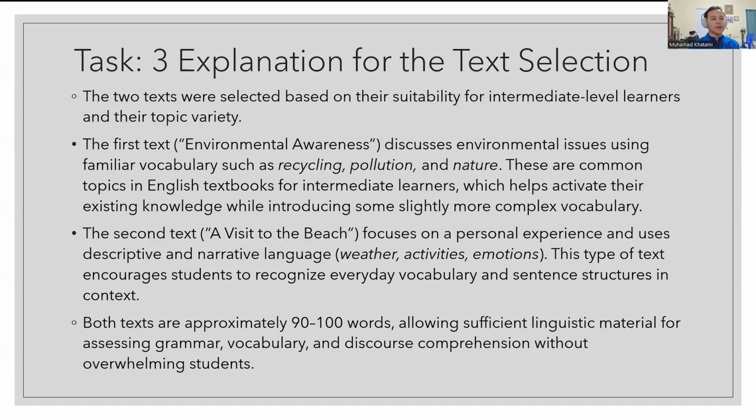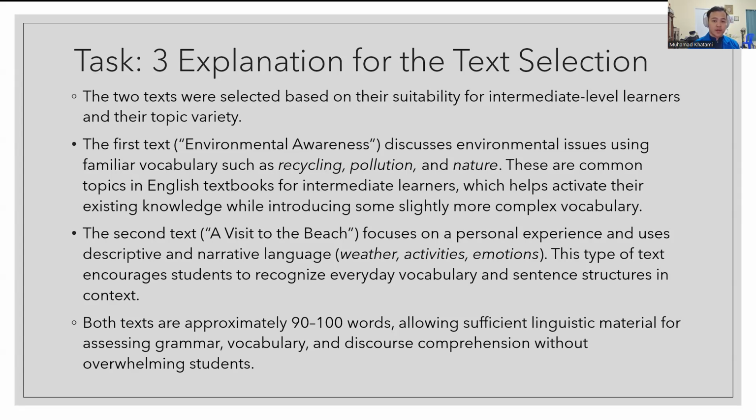So the reason why I use these paragraphs as the C-test questions is that these two texts were selected based on their suitability for intermediate level learning and their topic variety. The first text, environmental awareness, discusses environmental issues using familiar vocabulary such as recycling, pollution, and nature. These are common topics in English textbooks for intermediate learners, which helps activate their existing knowledge while introducing some slightly more complex vocabulary.